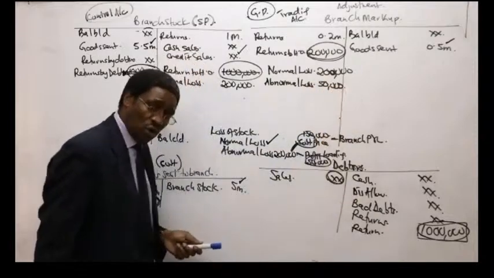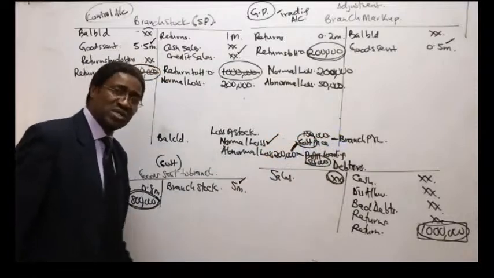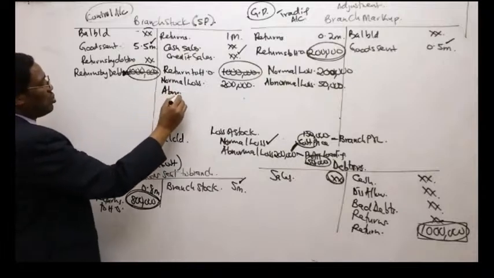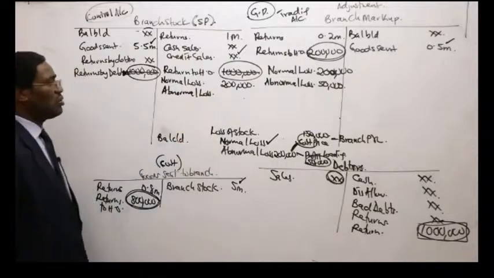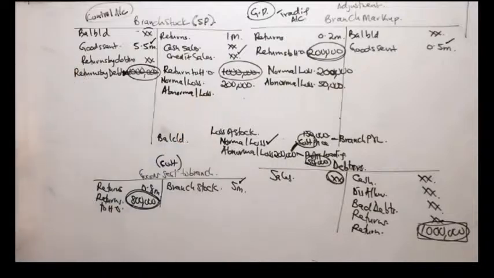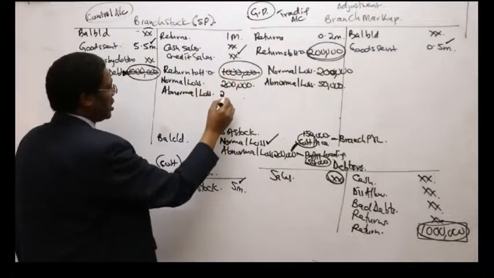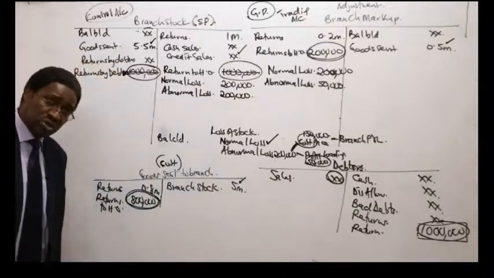So with any abnormal loss of stock, with the profit loading, you debit the branch markup, and with the cost price, you debit branch P&L, and with the selling price of the abnormal loss, you remove them again from the control account, because again, by the end of the year, the branch will not account for them as part of their closing stock. No, and the amount is 200,000, not 150,000 again. So that's how we deal with abnormal loss of stock.